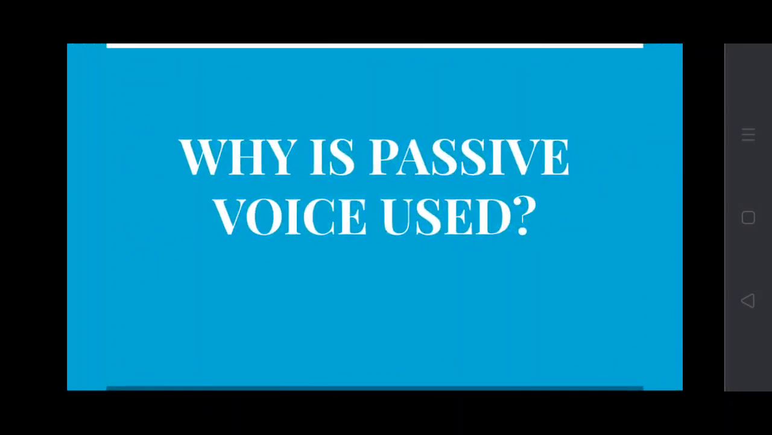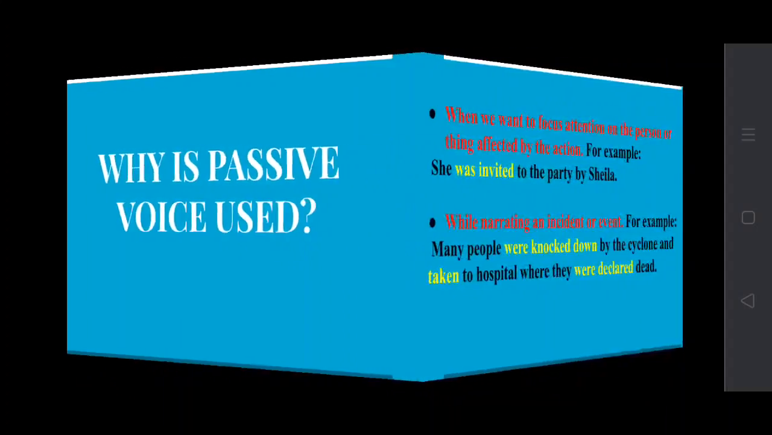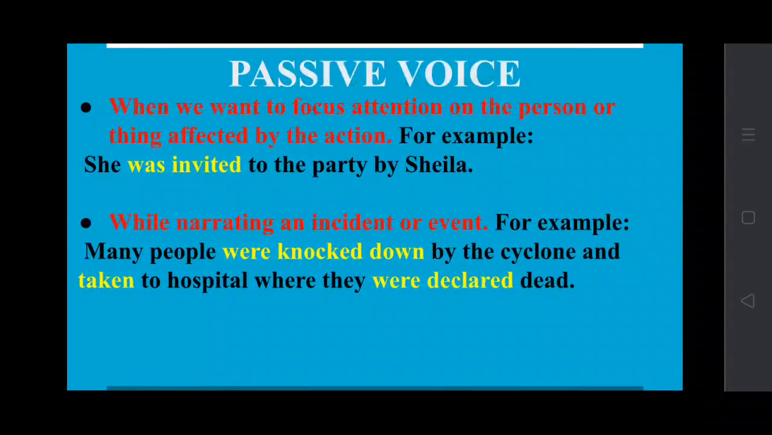Now, why is passive voice used? Let's see what the situations are where passive voice is used. So, when we want to focus attention on the person or thing affected by the action. For example, she was invited to the party by Sheila. Now, here the main focus is given to the object, that is here she. She is the main focus. And she was invited by Sheila. Now, it is not important who has invited, but she was invited.